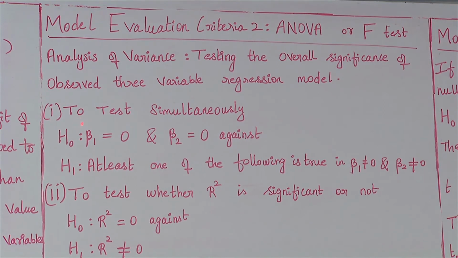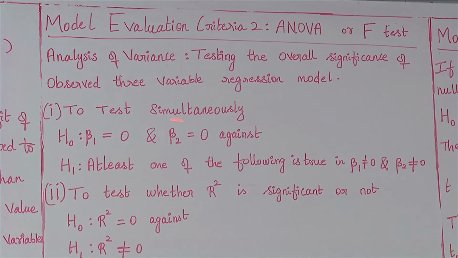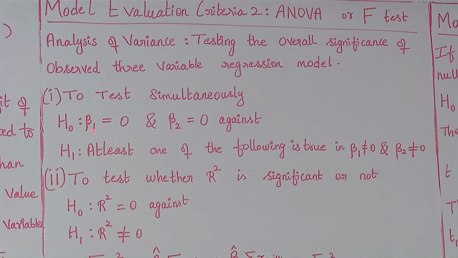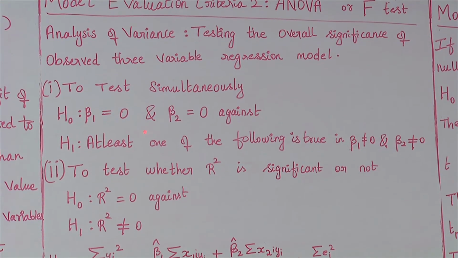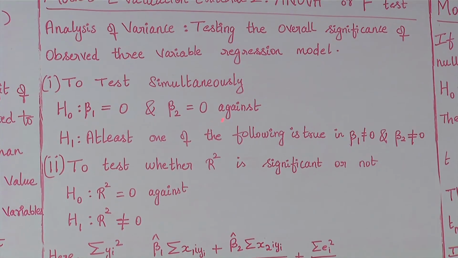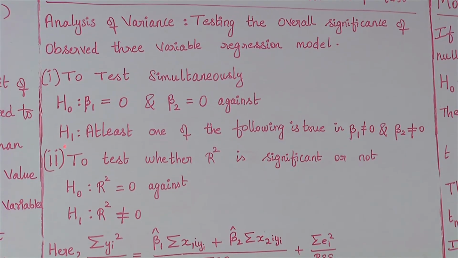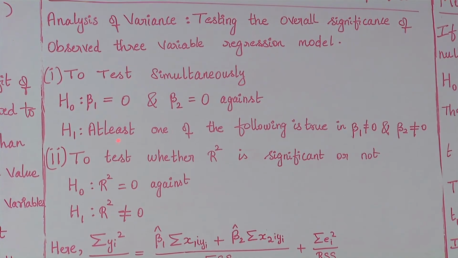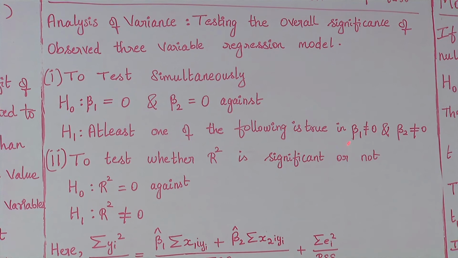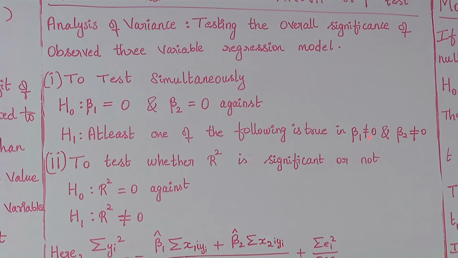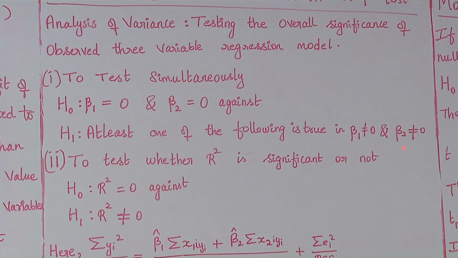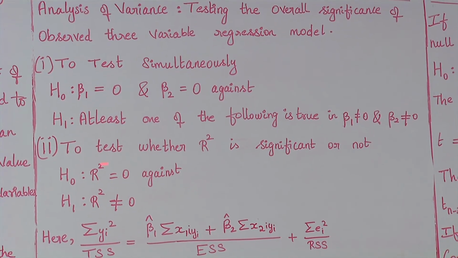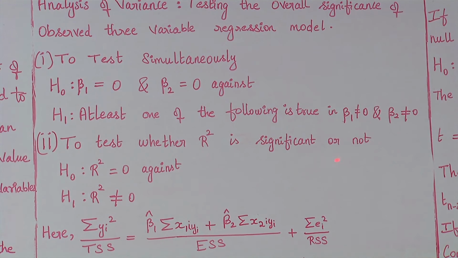The first step is to test simultaneously the null hypothesis H naught, denoting beta 1 equal to 0 and beta 2 again equal to 0, against the alternative hypothesis H1, implying that at least one of the following is true: beta 1 not equal to 0 or beta 2 not equal to 0. The second step is to test whether R square is significant or not significant.